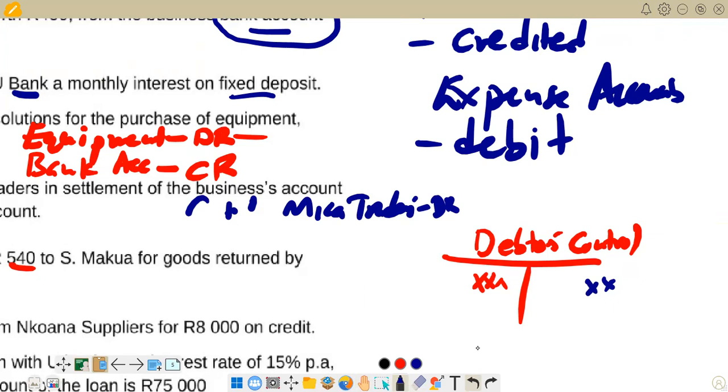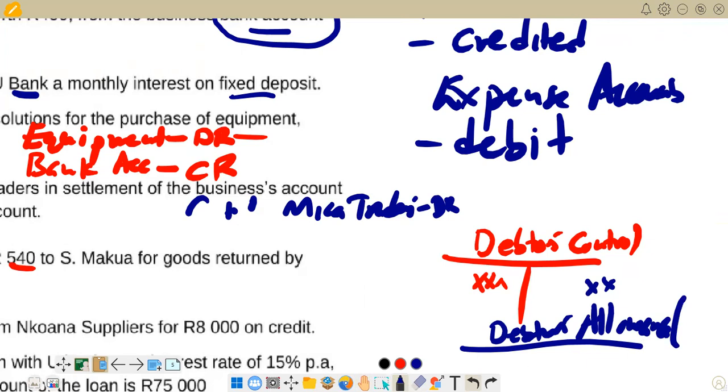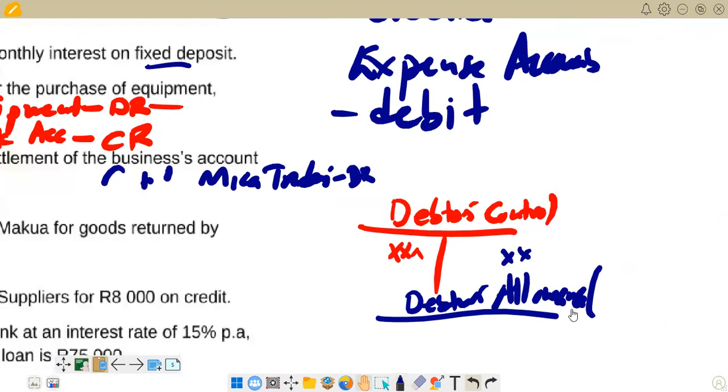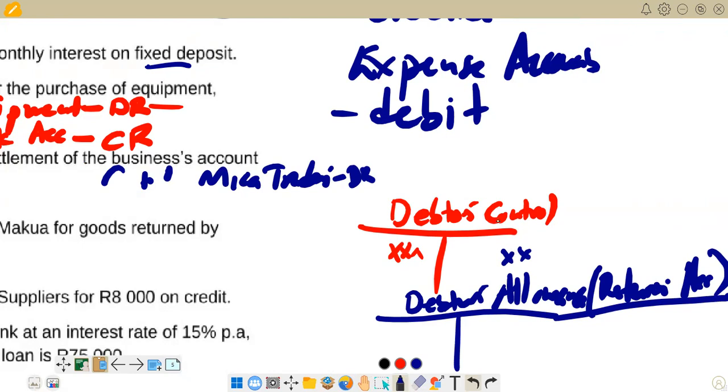And then we create what we call the debtors allowance account. These are returns. We can call it a returns account. So we are now crediting in the debtors control, and then we debit the debtors allowance here. These are the two accounts being affected in terms of the amount that we sold the goods to the debtor.